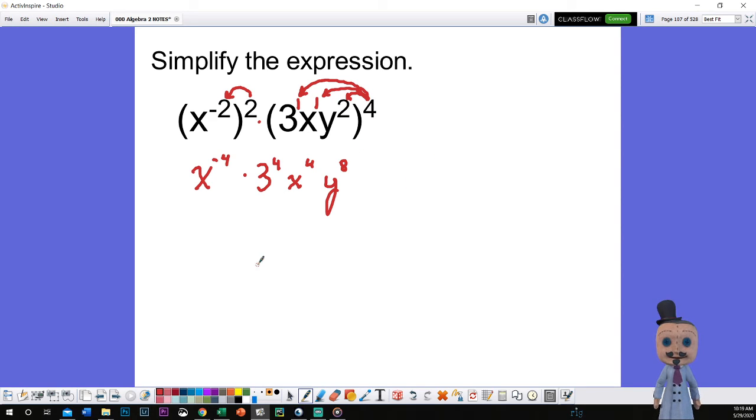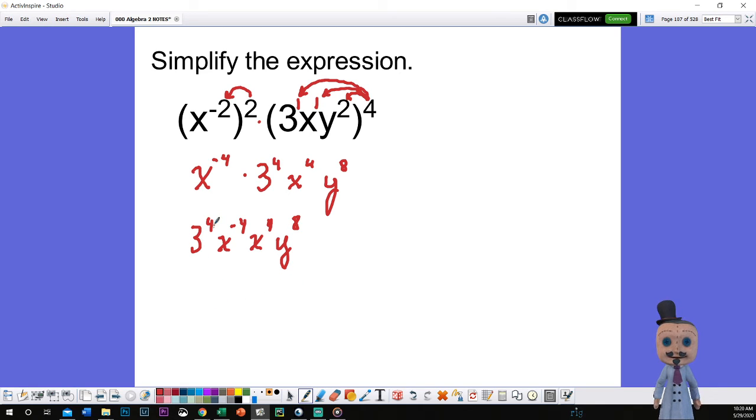Okay. Next, let's reorder everything. So I've got 3 to the 4th, x to the negative 4, x to the positive 4, and y to the 8th. That's a 4. Sorry, my handwriting is not so good on the electronic pad.